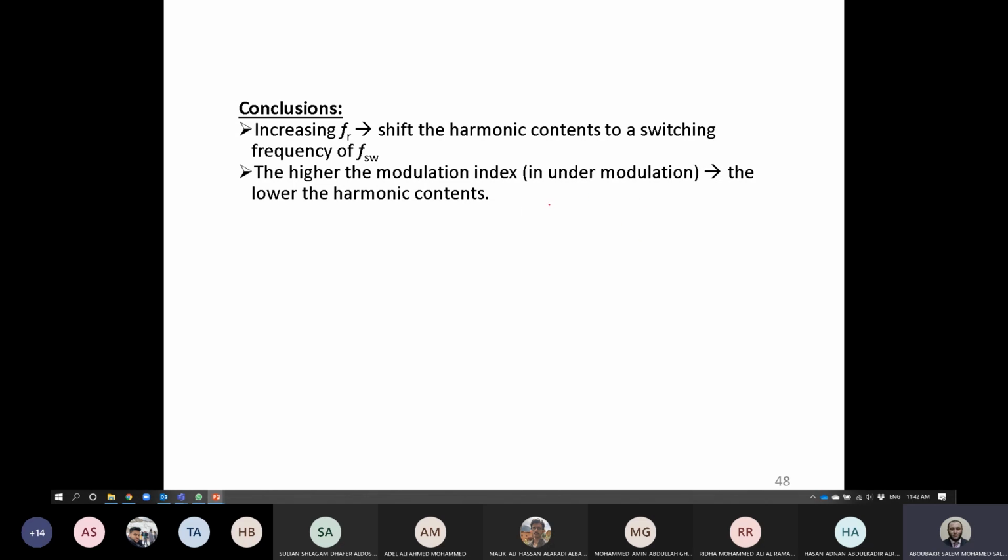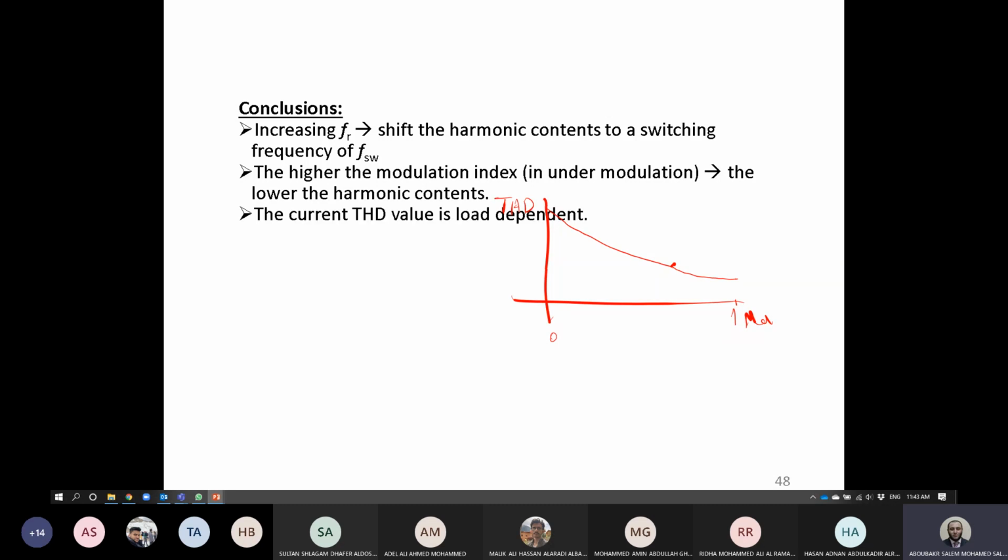There is a relation, guys, or curve between the modulation index and THD value. If this is THD and this is modulation index, you will find that the modulation index here equals 0, and here, for instance, equals unity. You will find that the THD value is like that. So the THD value will decrease with increasing modulation index. This is also found, guys, by making many experiments and observing the output. You can find that by increasing the modulation index, the THD value will decrease.